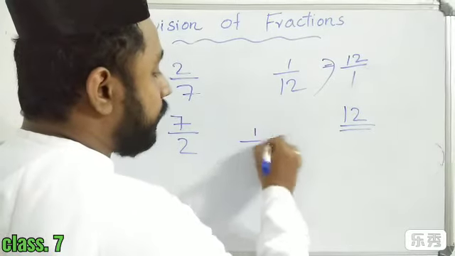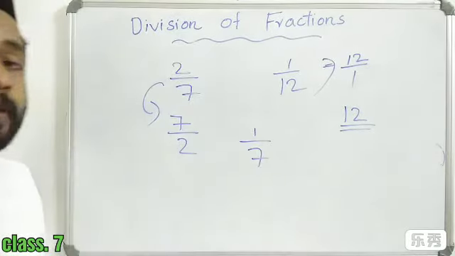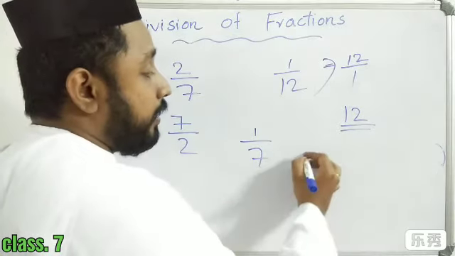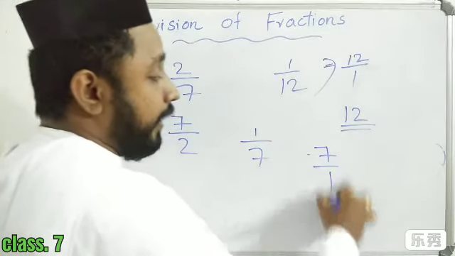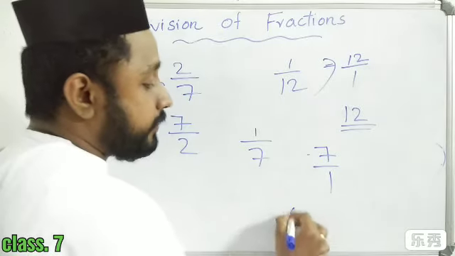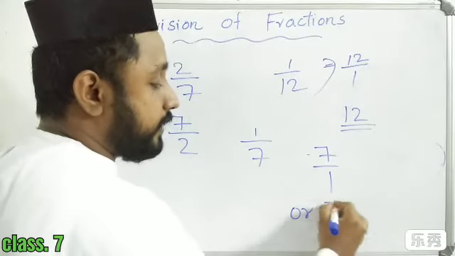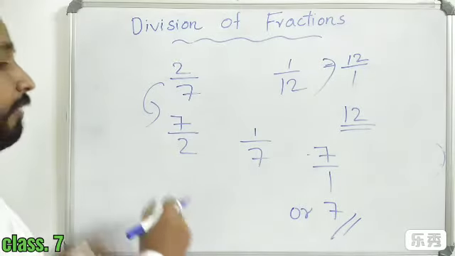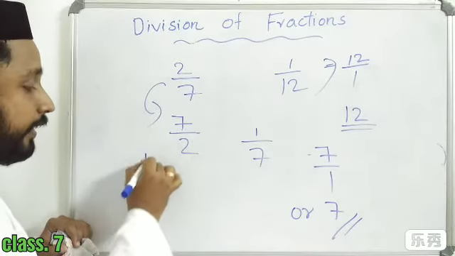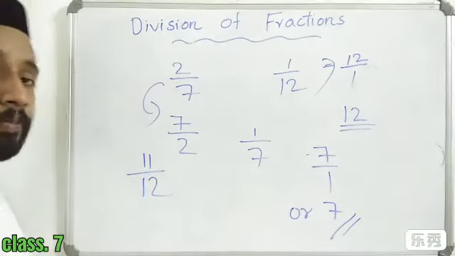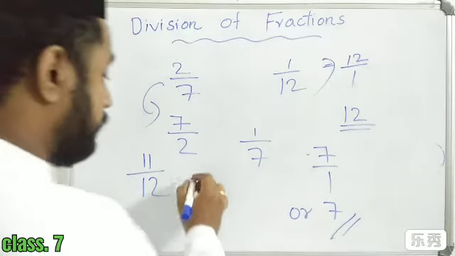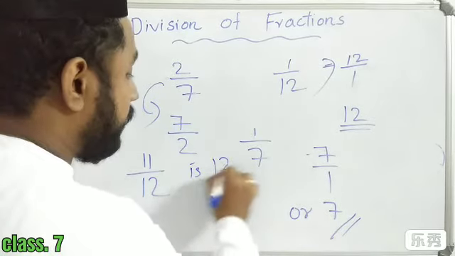What about 1 by 7? The reciprocal of 1 by 7 is 7 by 1, or simply 7. So the reciprocal of 1 by 7 is 7. What about the reciprocal of 11 by 12? The reciprocal of 11 by 12 is 12 by 11.